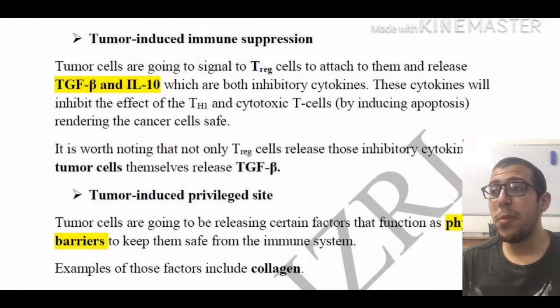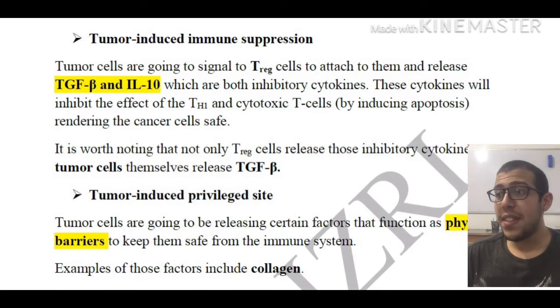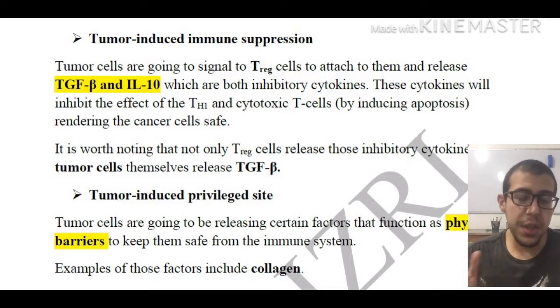Next, we've got the tumor-induced immune suppression. Tumor cells are going to signal to Treg cells to attach to them and release TGF-beta and interleukin-10. So now let's understand this. By the way, these are both inhibitory cytokines.